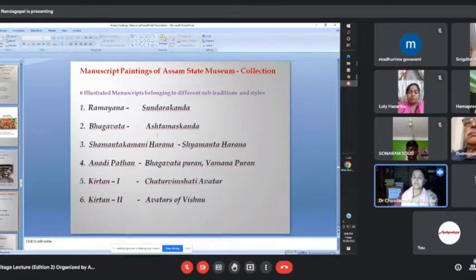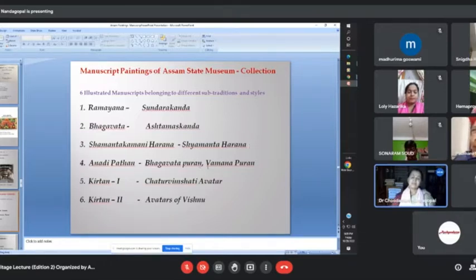Then the second one we have is Bhagavata. In Bhagavata it is Ashtamaskandha, Gajendra Moksha, and such episodes are given there. Then Shamantakamani Harana. This is a very interesting text. It's a small text, the number of folios is small, but since it was probably patronized by the kings and all that, you find that kind of royal atmosphere in the creation of this painting.